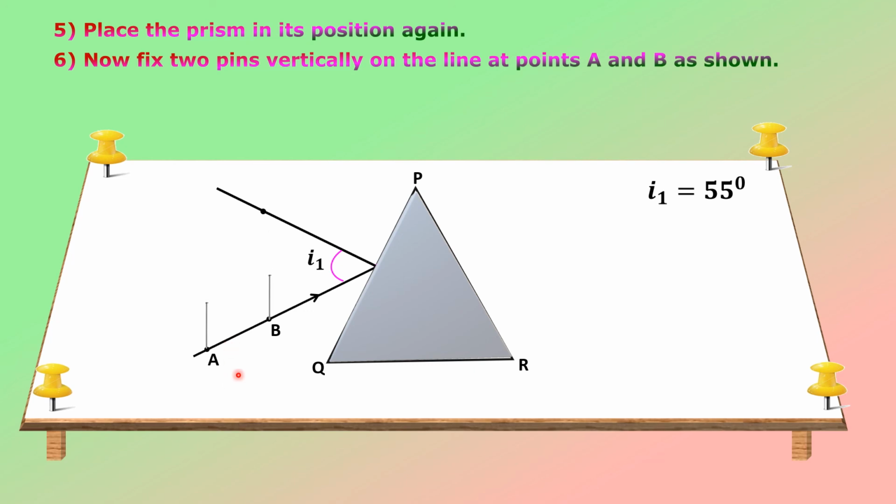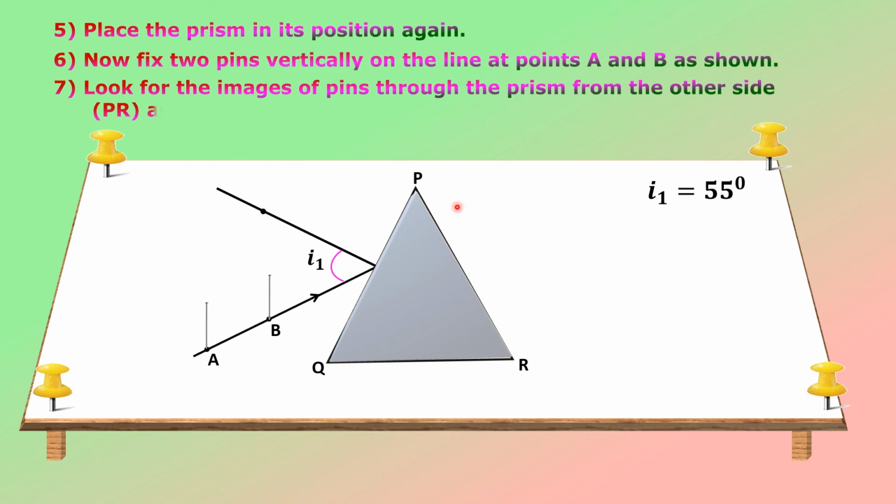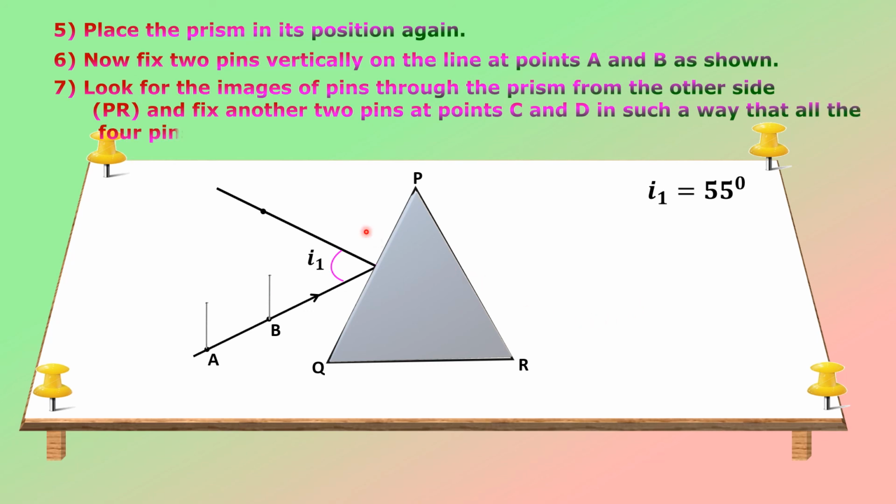Yes, two pins have been placed here, fixed here, and we have to look for their images through the prism from the other side PR. Look for the images of pins through the prism from the other side PR, and fix another two pins at points C and D here in such a way that all the four pins appear to lie along the same straight line.